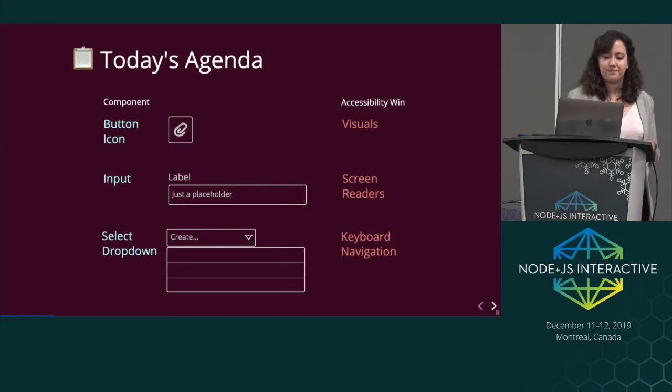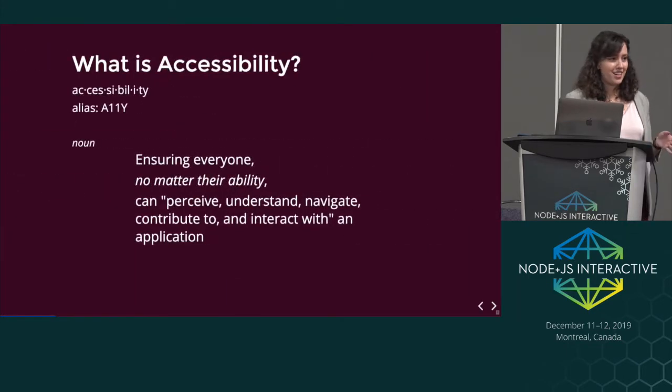But before we get started, for those of you who didn't raise your hand, I just want to make sure we're all on the same page about what accessibility entails. So the way I like to describe it is that I ensure everyone, no matter their ability, can perceive, understand, navigate, contribute to, and interact with an application. Basically, anything one person can do, another person can do. Doesn't matter their ability. It's also commonly referred to as A11Y, because accessibility is kind of a hard word to spell. I appreciate that abbreviation. It's A11Y because there are 11 letters between the A and the Y.